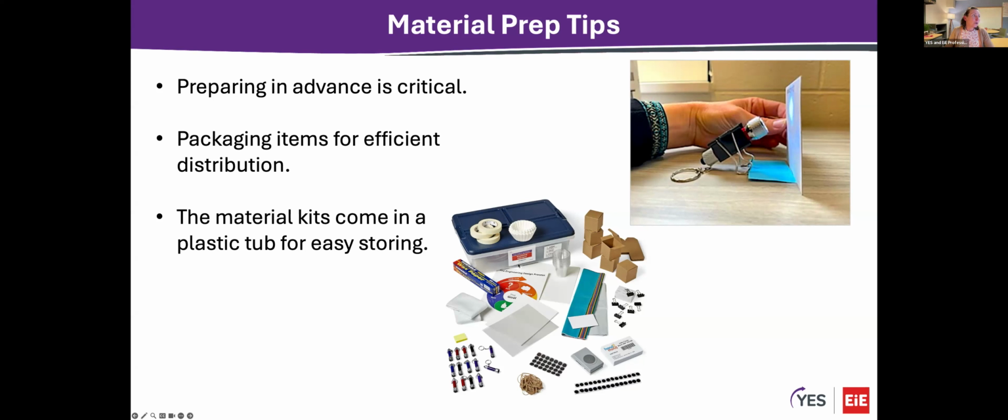And then also, this is an image of what the night lights kit would look like. And this beautiful plastic tub is what all the materials come in when it gets shipped to you. And so it's a great resource to just store all the materials as well. So this plastic tub is also great for easy storing.